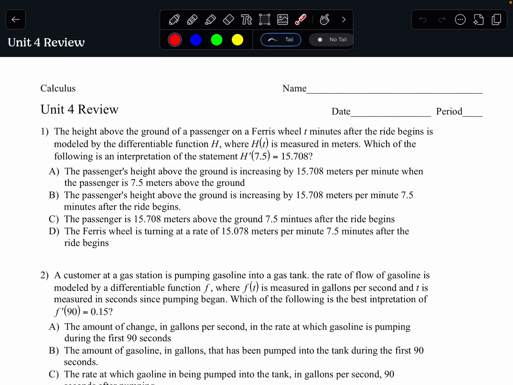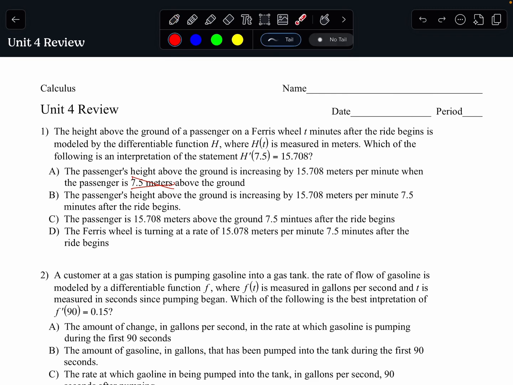So first of all, h prime is going to be measured in meters per minute. So keep that in mind. This is supposed to be measured in meters per minute, and this 7.5 is referring to 7.5 minutes. Option A says the passenger's height above the ground is measured in 15.78 meters per minute. When the passenger is 7.5 meters off the ground, that is incorrect right there. We're not talking about 7.5 meters. We're talking about 7.5 minutes.